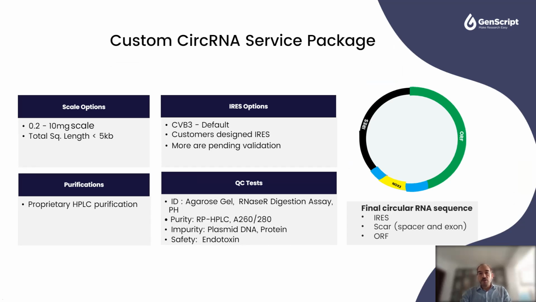And as I mentioned, circular RNA is becoming more and more popular because it is more stable and very often leads to better expression in the body. So we have different scales for that service. We also offer different IRES options. We have a default CVB3 IRES option, or we can work with you to design your own IRES options. We do different types of purification. We have HPLC purification for a lot of these materials, and also a variety of QC tests that can also be customized.